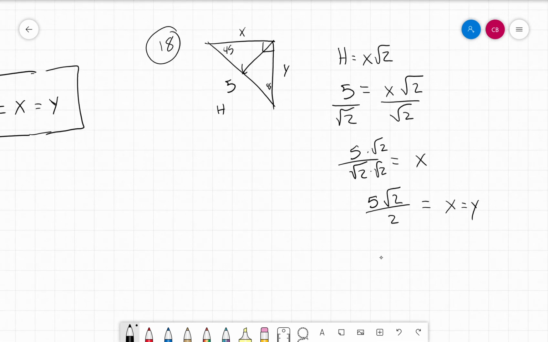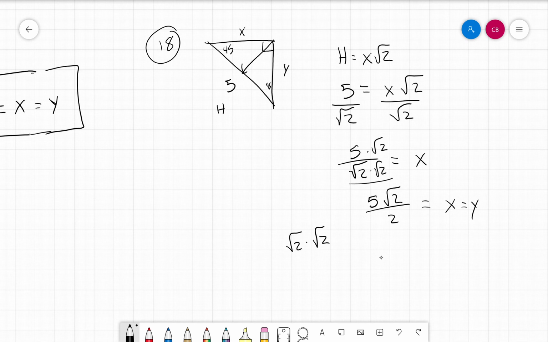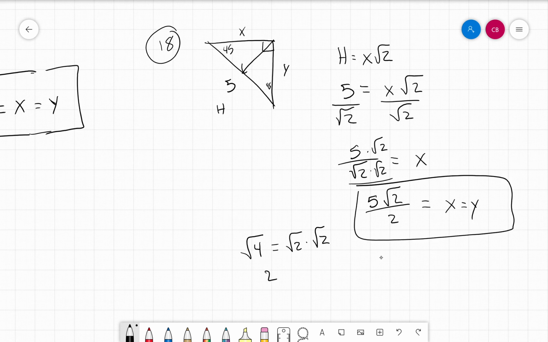Just in case you don't know why, the square root of 2 times the square root of 2 is equal to the square root of 4, which is just 2. Okay, and so that would be your solution for that one. So that means this side is 5 square root 2 over 2, 5 square root 2 over 2.